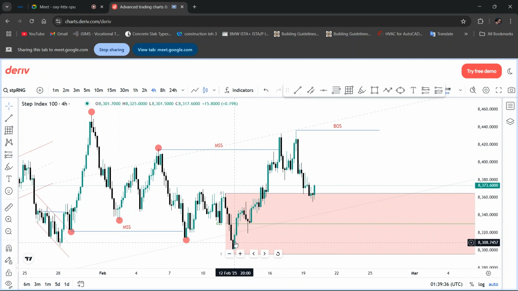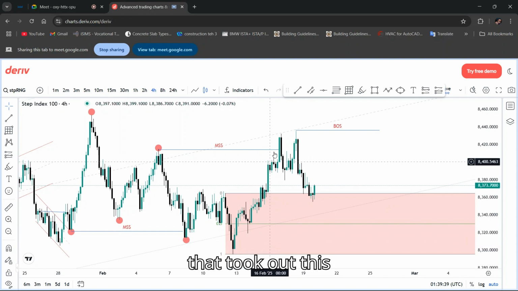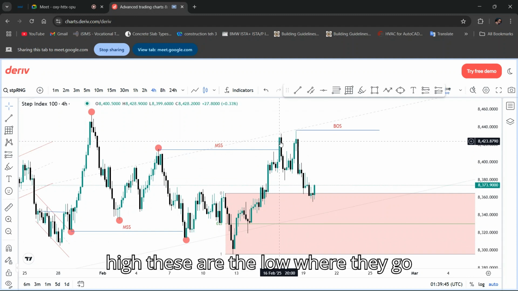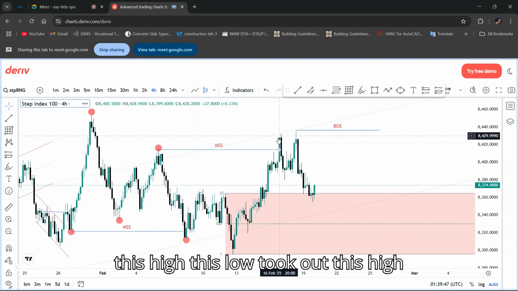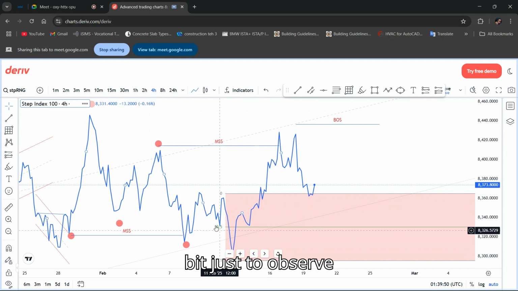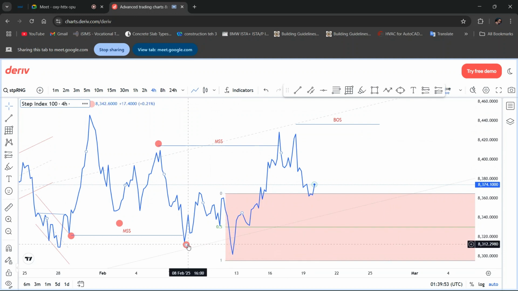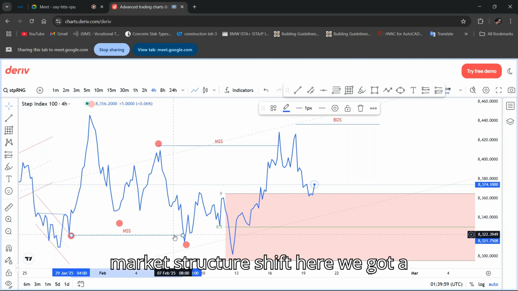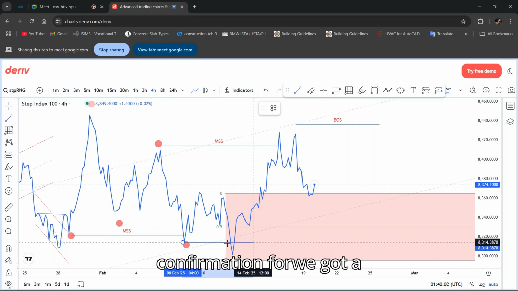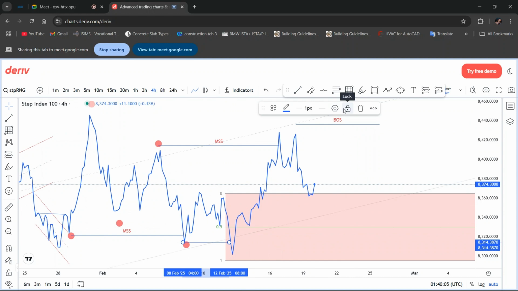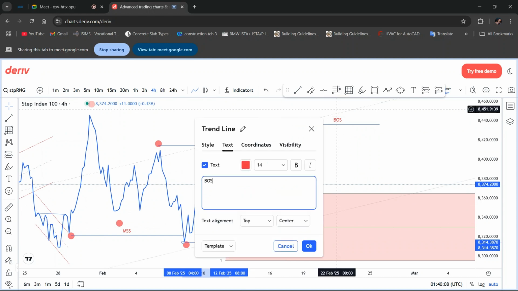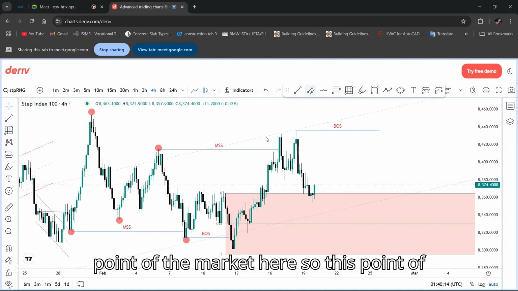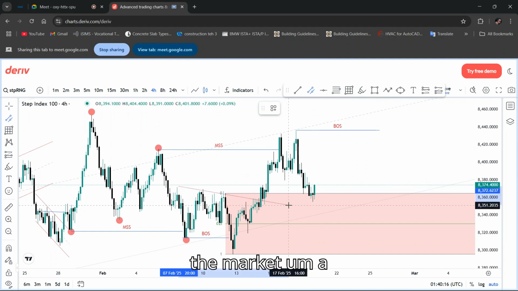This is the low here that took out this high. So this low took out this high. And let me just go on the line chart for a bit, just to observe. Sweep here. So after the market structure shift here, we got a confirmation, briefly, that it's a seller's market. So this would have immediately made this point of the market here a downtrend.